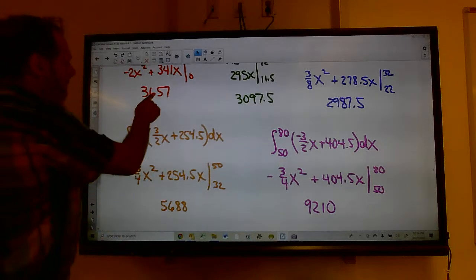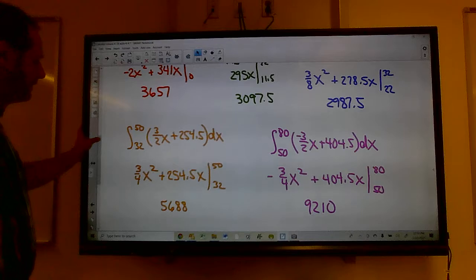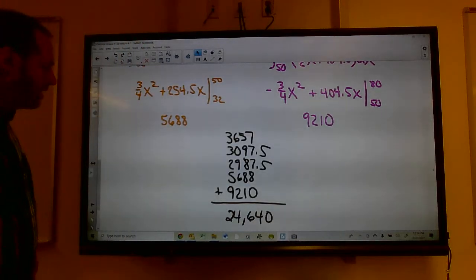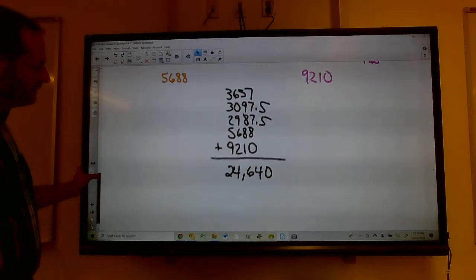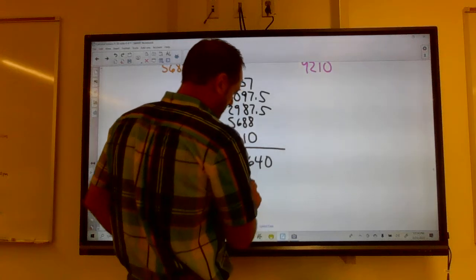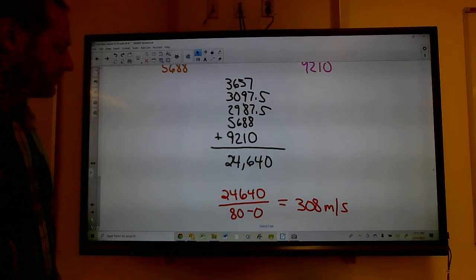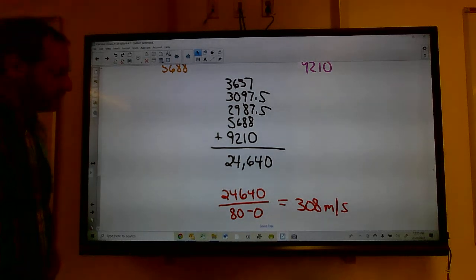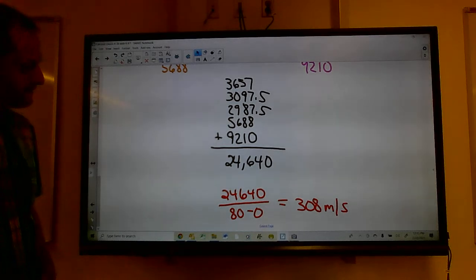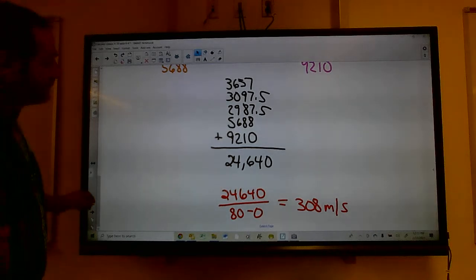So we've got these 5 values here. We're going to take those 5 values, add them all up, and divide by 80. So it's about 308 meters per second. And that checks out with our answer.